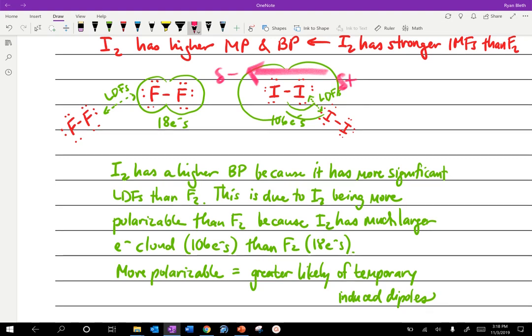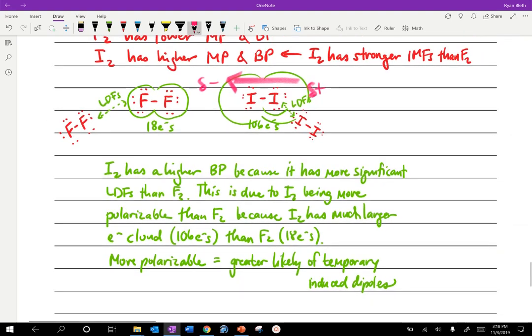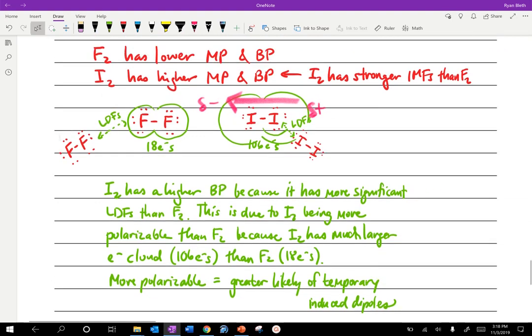Then those are very temporary. They just come and go and go and come and go. Because iodine has such a greater electron cloud, it's going to be a much more substantial amount of attraction and London dispersion forces than fluorine can have. So that's the idea on that first question.